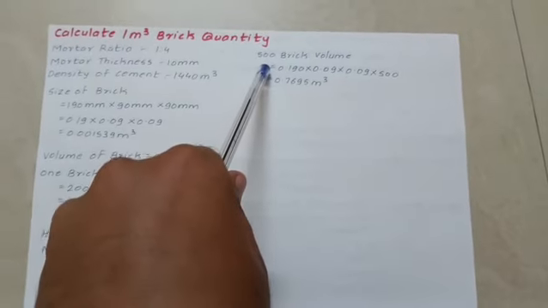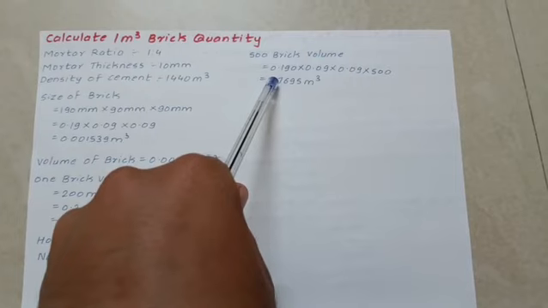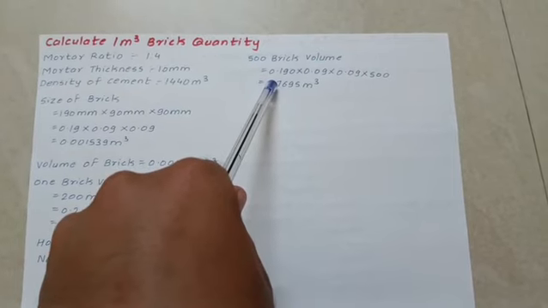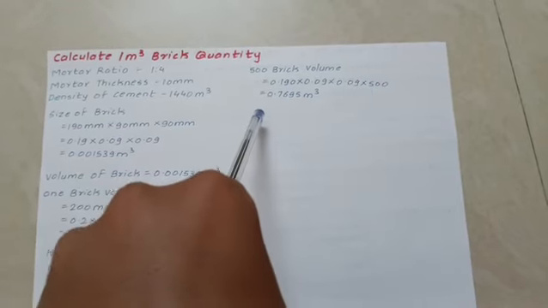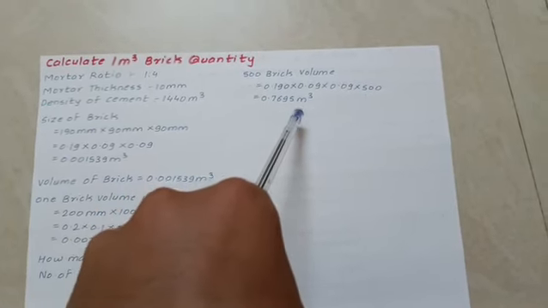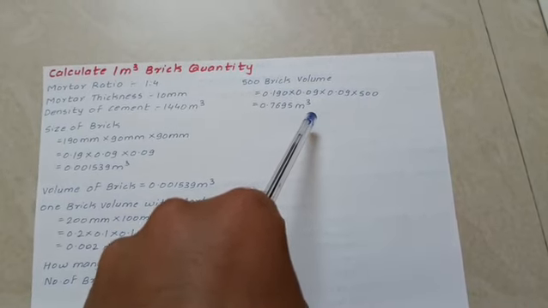Then calculate the volume of 500 bricks, which is equal to 0.19 by 0.09 by 0.09 by 500. This gives 0.7695 meter cube, which is the total volume of 500 bricks.